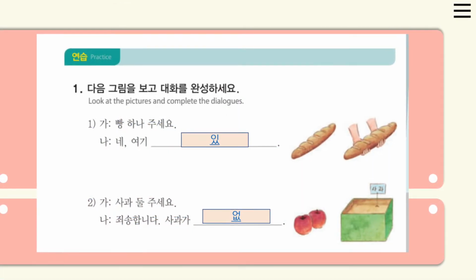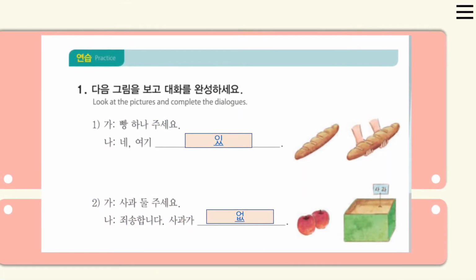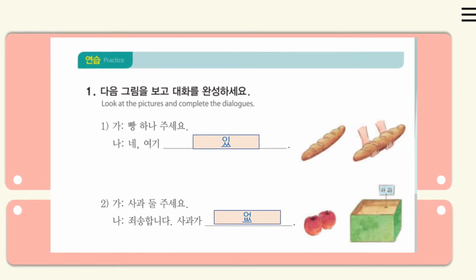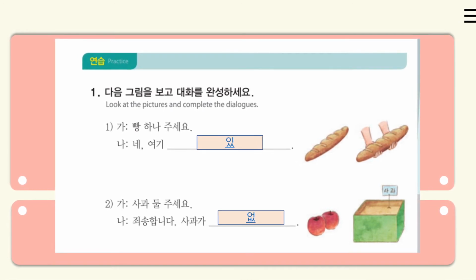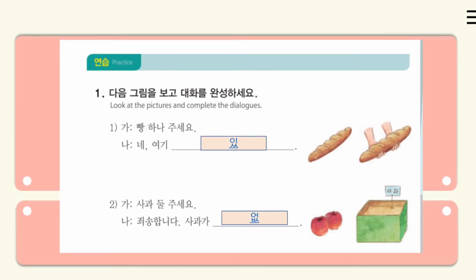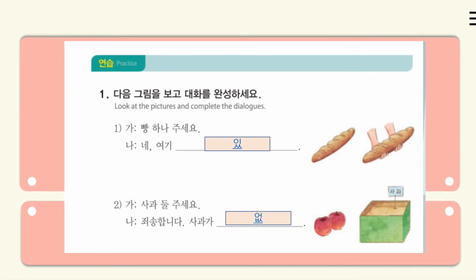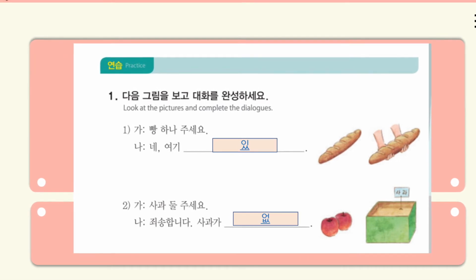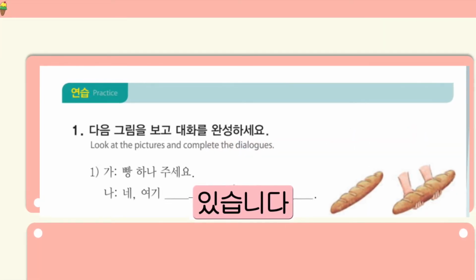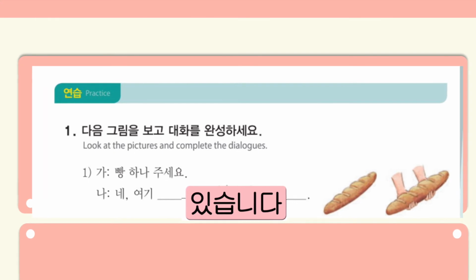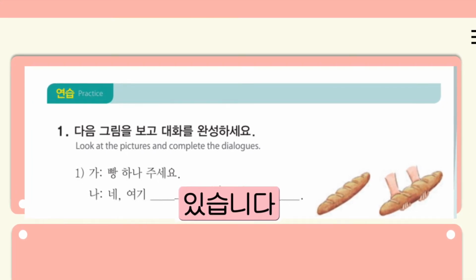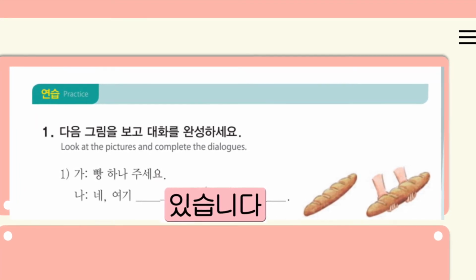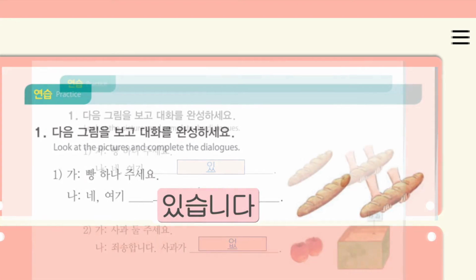Let us take a look at this first example. Practice. 연습. 빵 하나 주세요. Please give me one bread. 네, 여기. So from the base 있다, how do we say it formally? What should be the answer? Okay, we answer 네, 여기 있습니다. Because 있다 has a patchim. So we add 있습니다. Here it is.